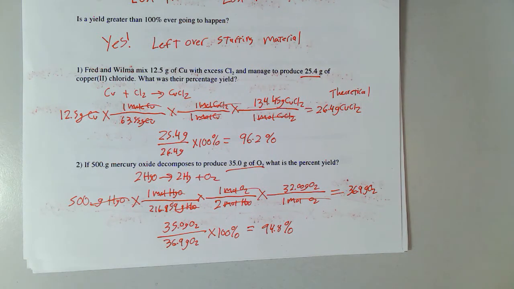All right, so now we're going to attack homework, which is called Roadmap Problems number 2, Limiting and Excess Reactants.